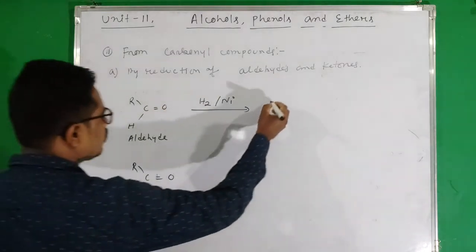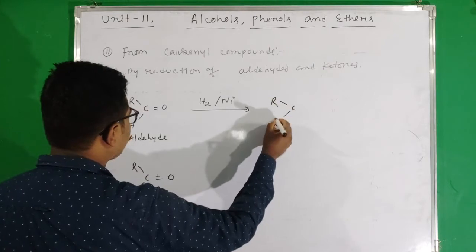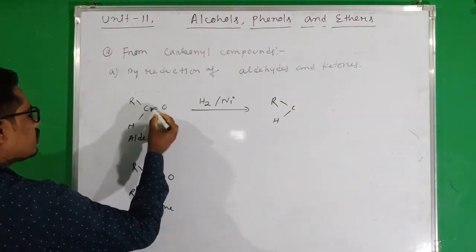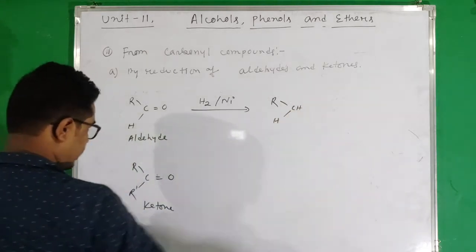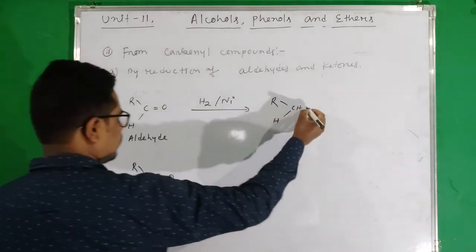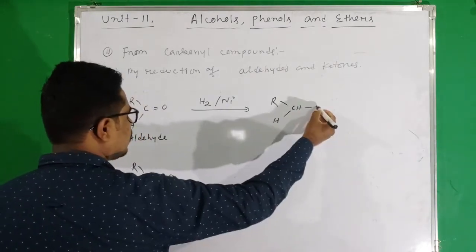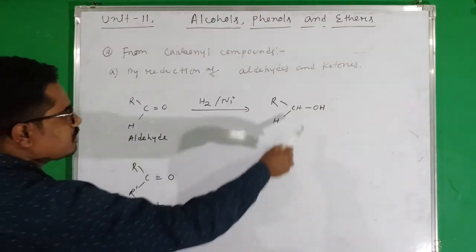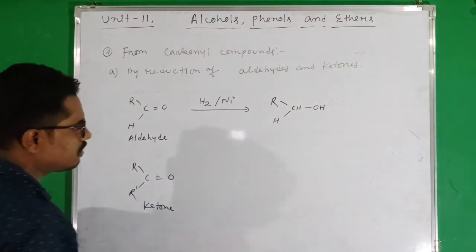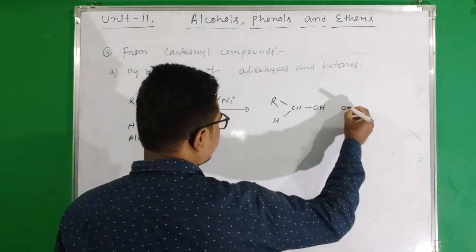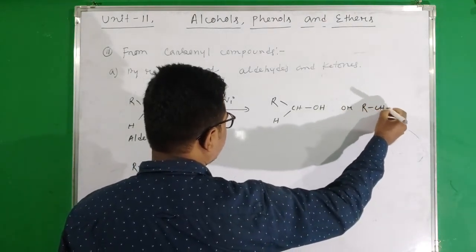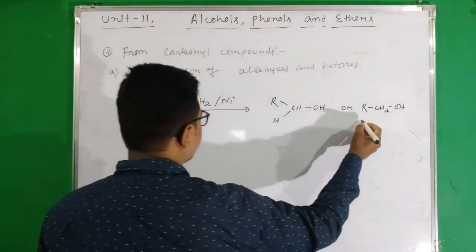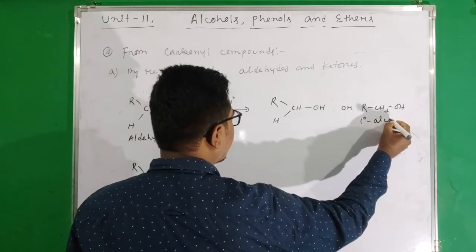That means we will get RCH, one hydrogen atom will add to this carbon, that means this double bond will convert into single bond, and another hydrogen will add to this oxygen atom, resulting CH single bond OH. Or we will get RCH2OH, primary alcohol.